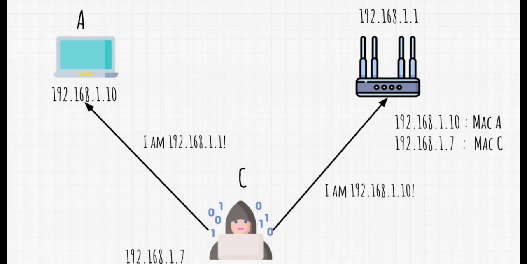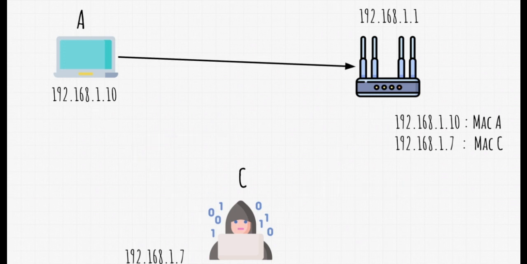Now machine A believes that we are the router, and the router believes that we are machine A. All we are left to do in this case is forward the packets to keep the connection going. So in this scenario, instead of communication to websites going like this, instead we spoof the network and now the communication is being done like this.